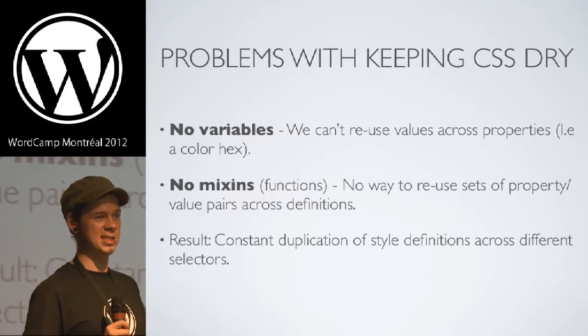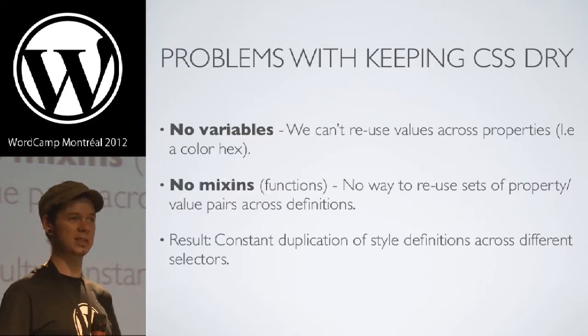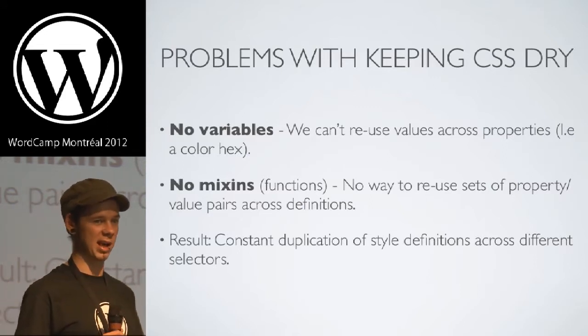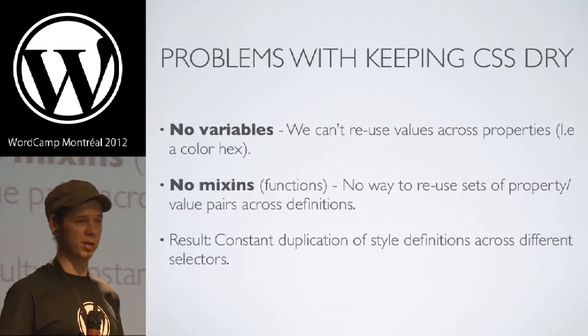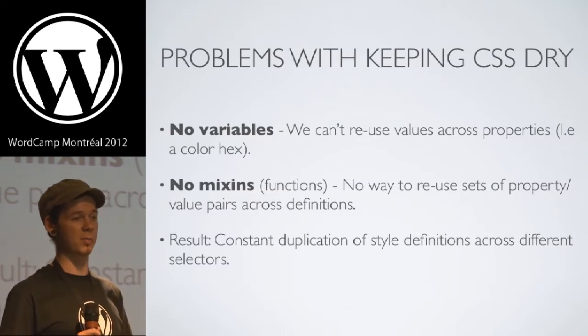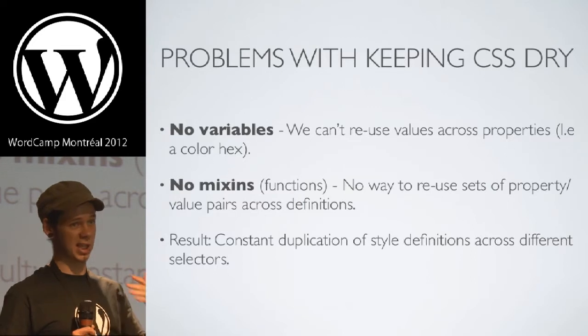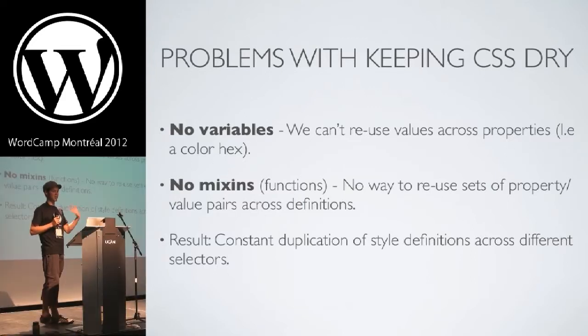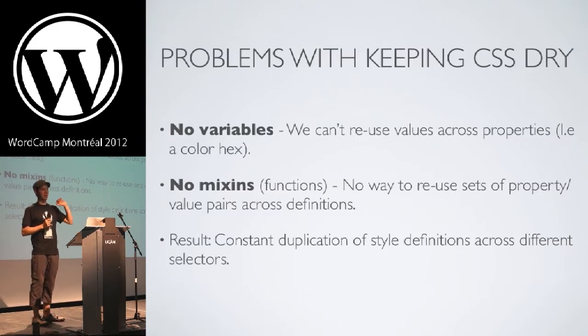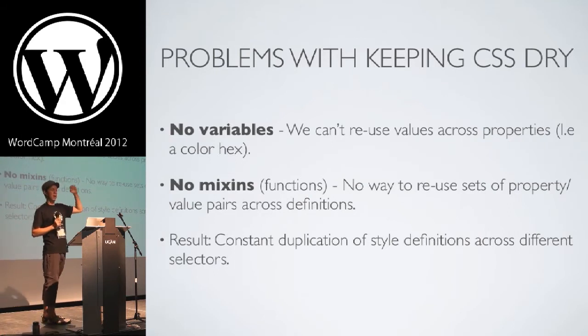Well, the problem is that CSS is really, really simple. It's not a programming language, it's barely anything. There's no variables. So we can't even have something like dark blue equals and then a hex, and then say dark blue over and over again. We have to always repeat things. And there's no functions or what is called mixins in the context of CSS, which means a set of properties, like a blue background with blue text and a blue border. Otherwise we would like to do that.